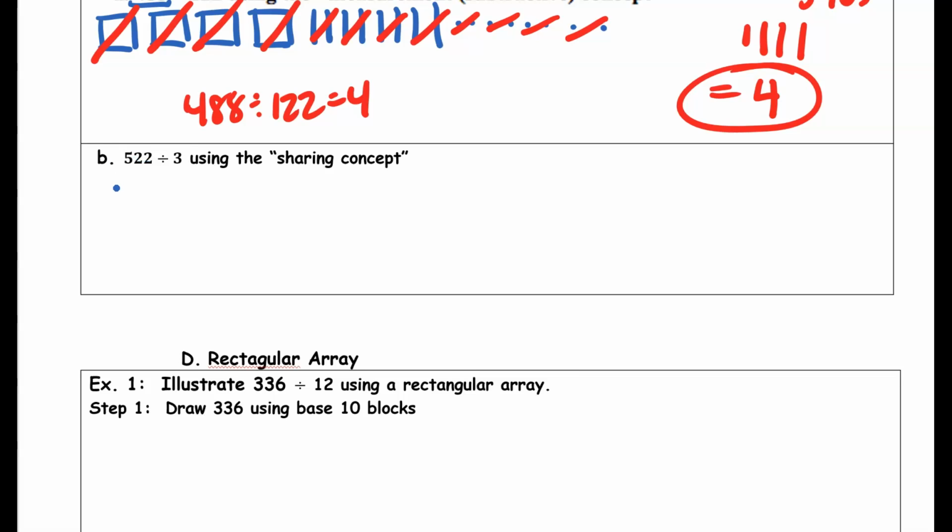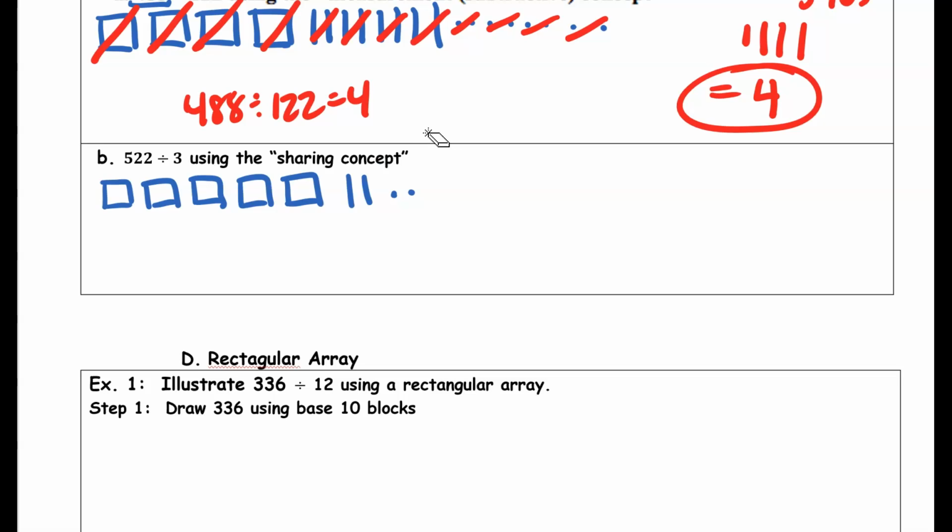You're going to draw 522. So 500, 5 flats, 22. And with this one, we don't want to keep subtracting 3 because that would take forever if we're starting at 522.